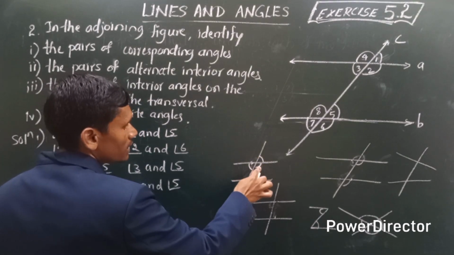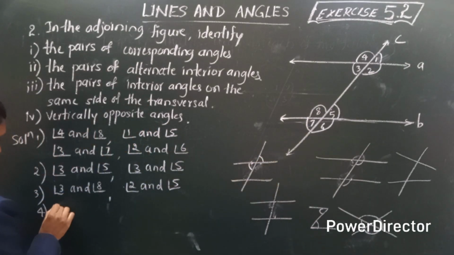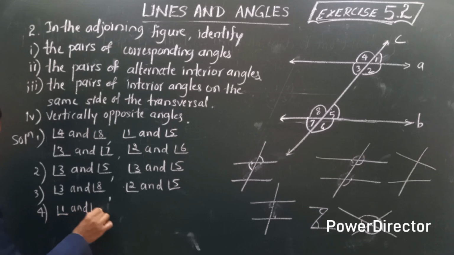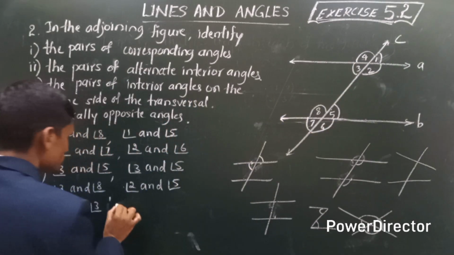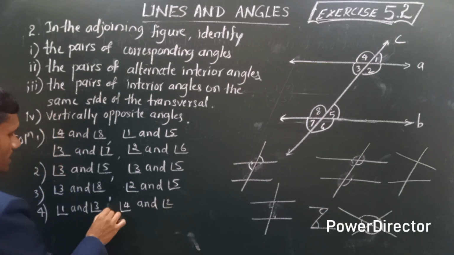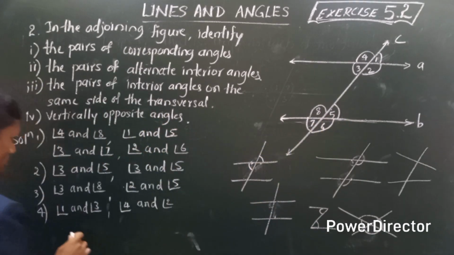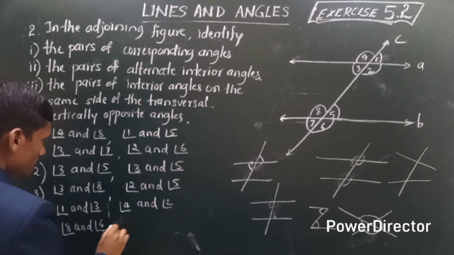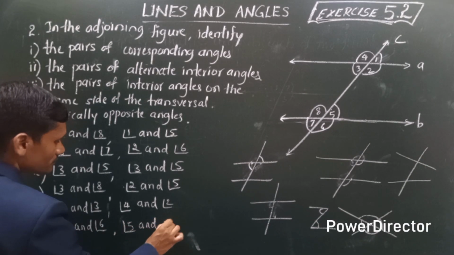If you take the first pair, whichever we take, yes, 1 and 3 we will take. In this position, 1 and 3, this is one pair. The second pair is 4 and 2, angle 4 and angle 2, this is another pair. Next, in this figure you can take angle 8 and 6, and next, angle 5 and 7.